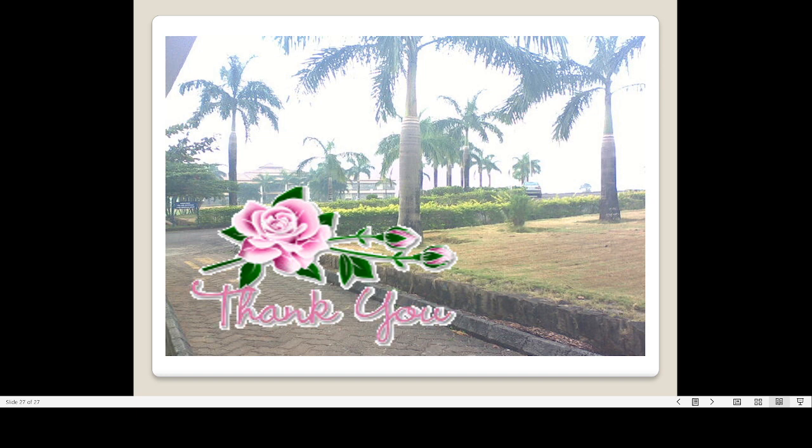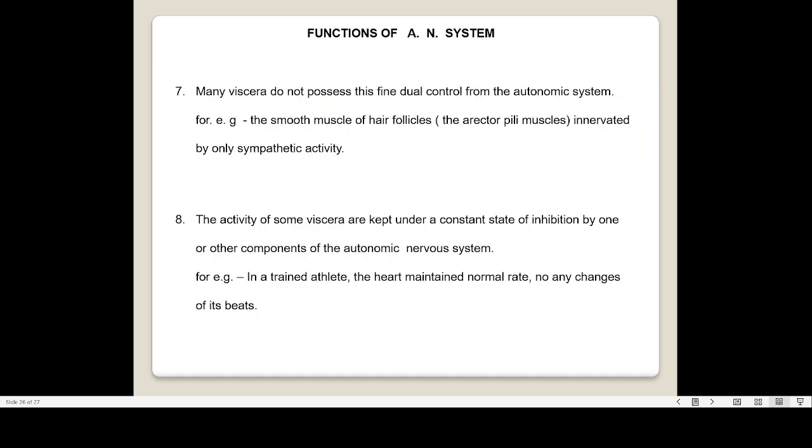This is the point: you have to remember these functions of the autonomic nervous system. The main pathways, functions and locations are important in this part of the autonomic nervous system, that is, sympathetic and parasympathetic.